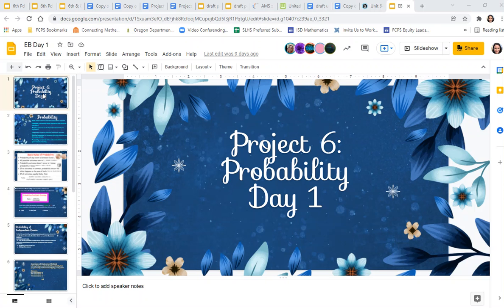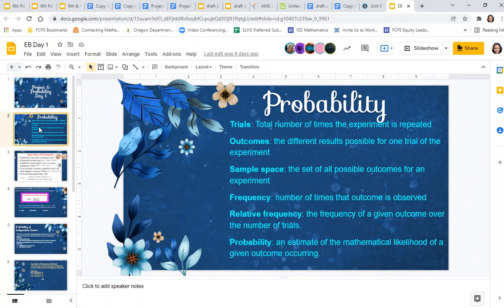So we are doing project 6 on probability. And on our first slide, we just have some vocabulary. This is not really the best way for processing vocabulary, but I do want a record of reading these to you. And then as we go through our examples, hopefully we'll come back to some of these words.